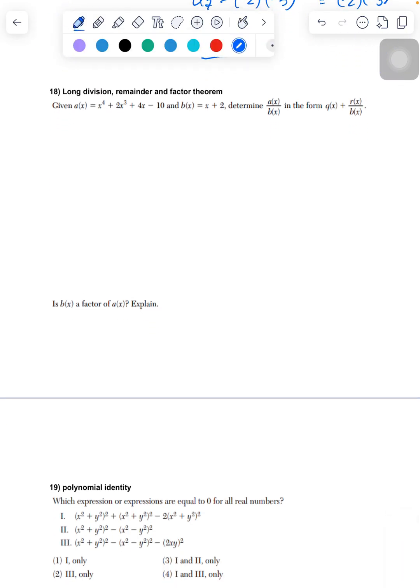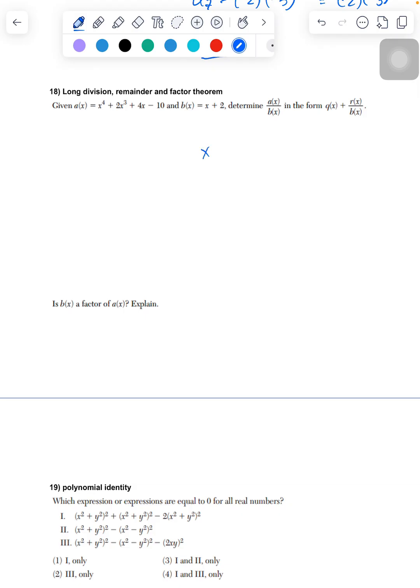All right. So this one is asking, given a of x equals x to the 4 plus 2x cubed plus 4x minus 10, and b of x equals x plus 2, it's asking to determine what your answer is. So it's asking you to determine q of x plus r of x. So this is just long division again, right? So let's do the long division really quickly, right?